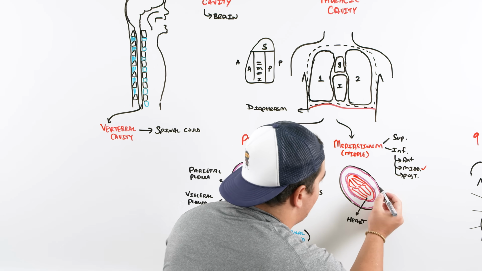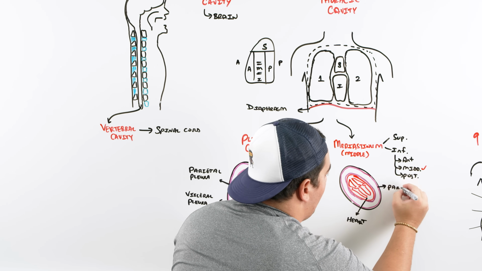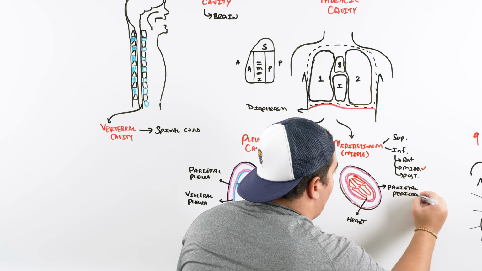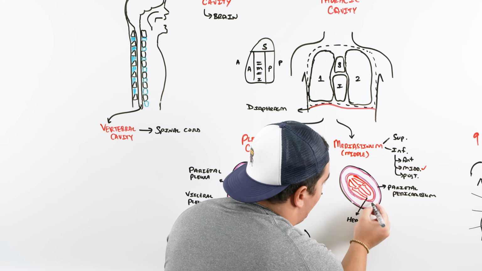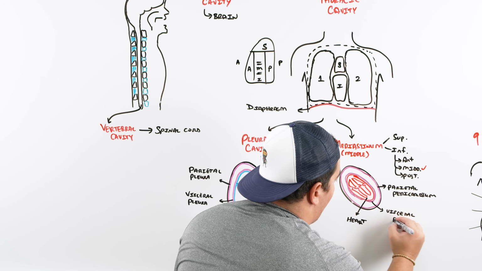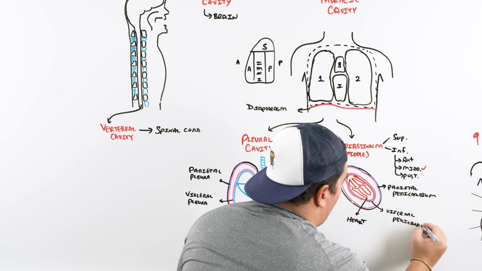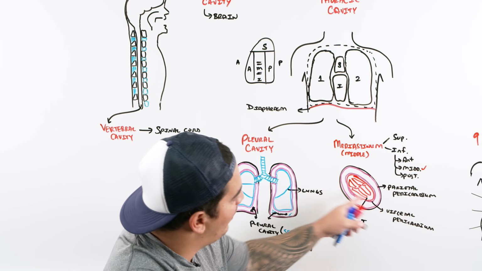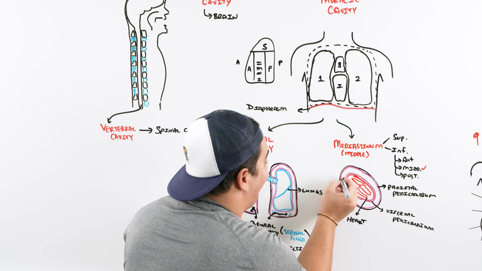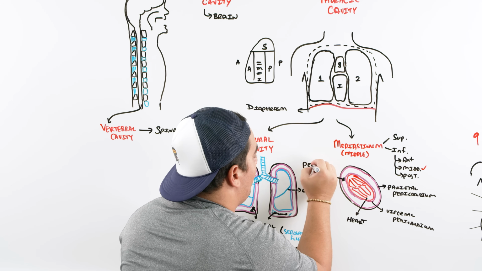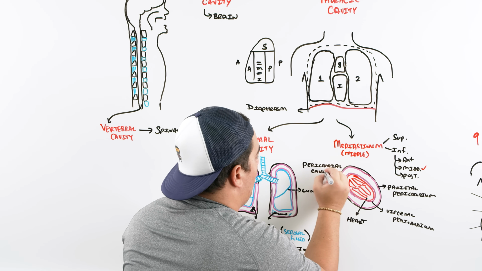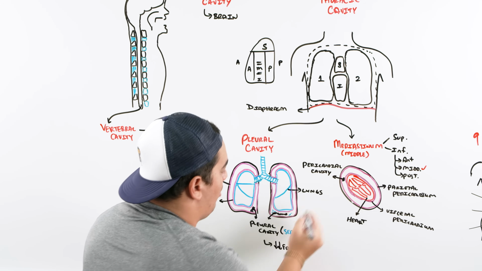And you can actually kind of look at this in this sense. What's this layer here called, my friends? This is the parietal pericardium. Now let me show you guys something to make sense of this. What's this one here? The visceral pericardium. And then lastly, what is this layer right here in between? The pericardial cavity or space.